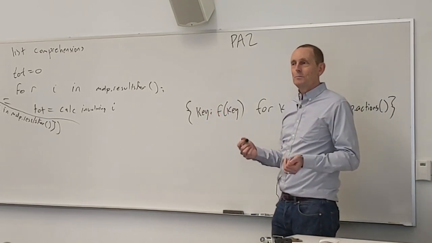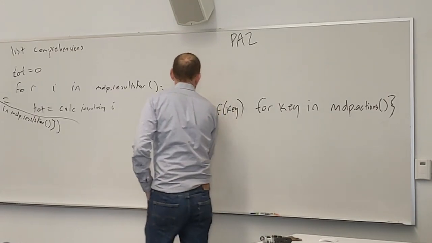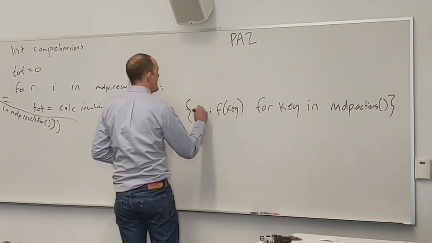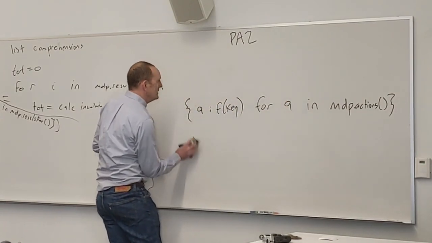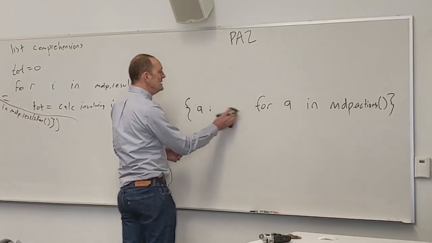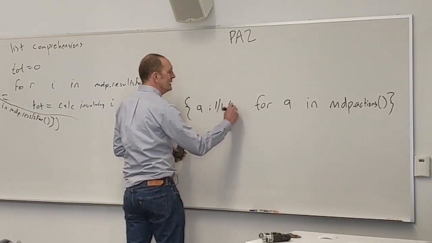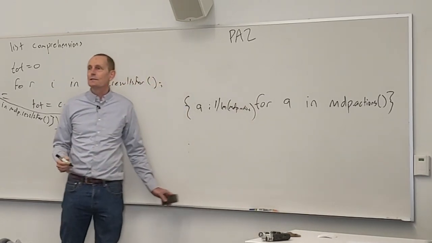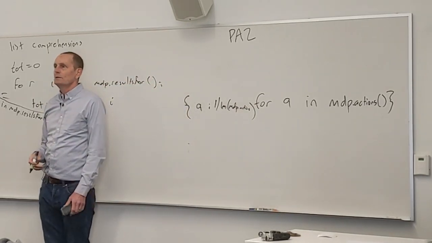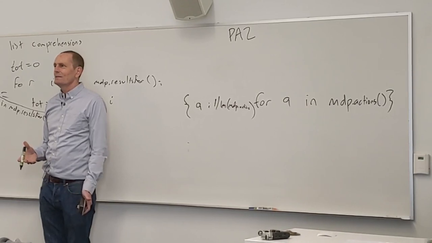So this would be ideal, let's say, for, we'll not call it key, we'll call it a for action, and we'll make this maybe 1 divided by the length of mdp.actions. That gives you a nice equally probable policy. Questions on that? Does that make sense?